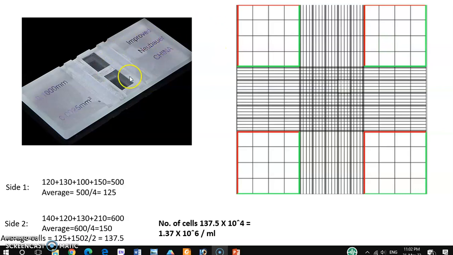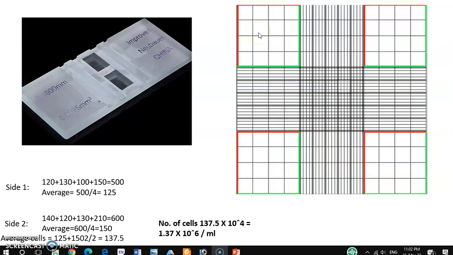Also, you can see that each part looks like a square when you look at it under the microscope. This square is also subdivided into four squares, and these four squares you have to consider for cell counting, but this middle hazy part you should not consider for your cell counting process.